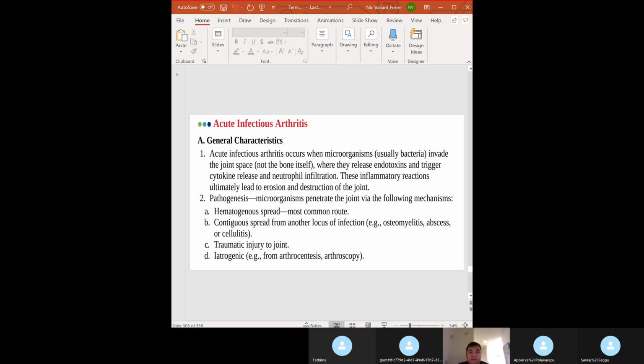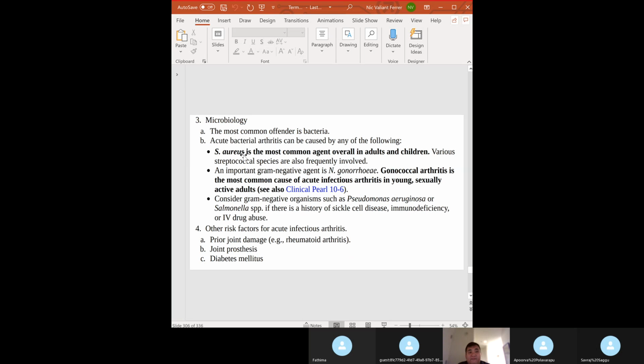You talk about arthritis, acute infectious arthritis. Yeah. So this is when the bacteria invade the joint space. Hematogenous spread, that's the most common route. There's a microbiology high yield, Staph aureus, that's the most common in adults and children. Gonococcal arthritis is the most common cause in young sexually active adults. So check the vignette, okay? If it's young sexually active adults, it's Neisseria gonorrhoeae.